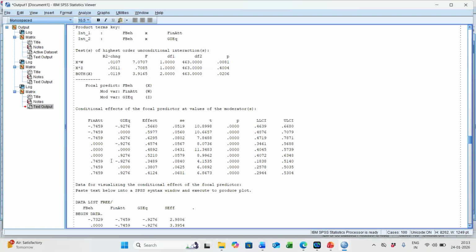And you see, we can check whether the same pattern is continuing when the financial attitude becomes positive. Financial attitude is actually positive here, 0.7459. And when the gender equality is least, the effect is 0.3489. When gender equality is at mean level, 0.3807, it is increasing. Again, when gender equality is increased to 0.92, the effect is increasing. So a similar pattern can be seen everywhere.